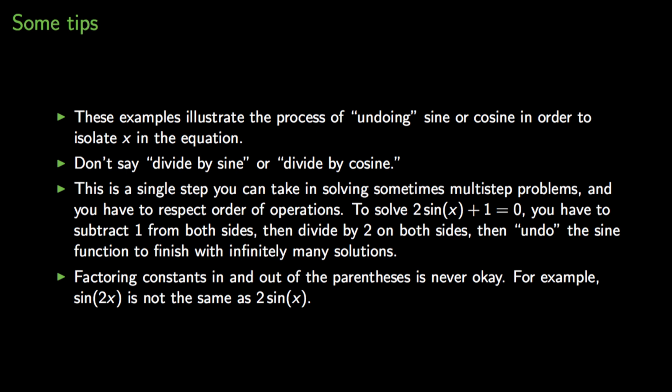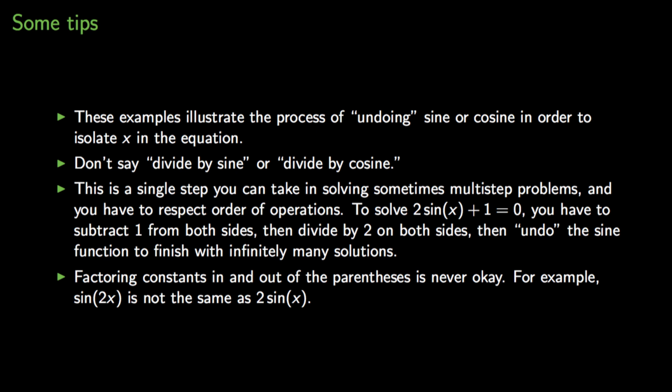These two examples illustrate the process of undoing sine or cosine in order to isolate x, right? We're doing algebra equations. You want to isolate x. This is just one step. We're undoing a function which has been applied. Sine or cosine isn't multiplied. Therefore, you should never say divide by sine or divide by cosine. That is never, I guess, grammatically correct. This is a single step that you can take in solving sometimes multi-step problems.